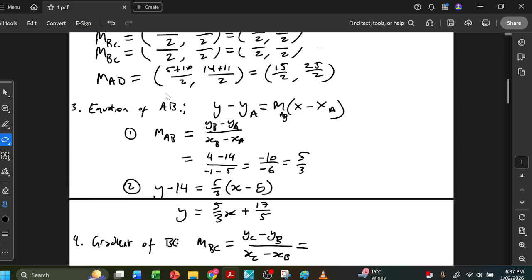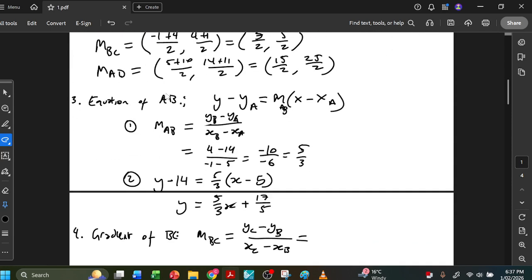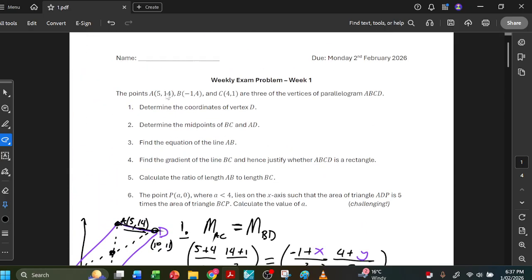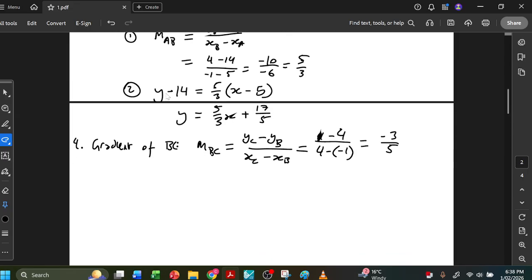Once again, substituting in the coordinates that we have here, C is 4, 1, and B is -1, 4. So that's 1 minus 4 divided by 4 minus negative 1. That is negative 3 over 5.